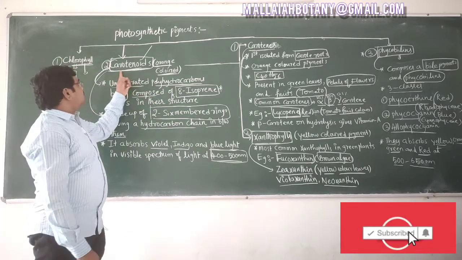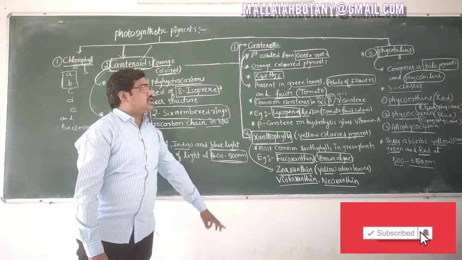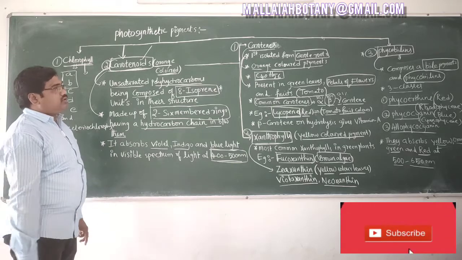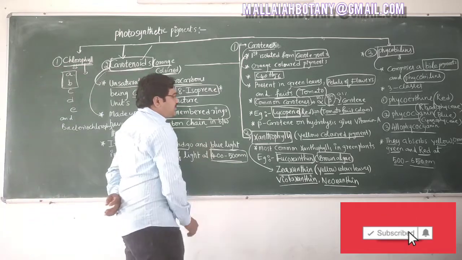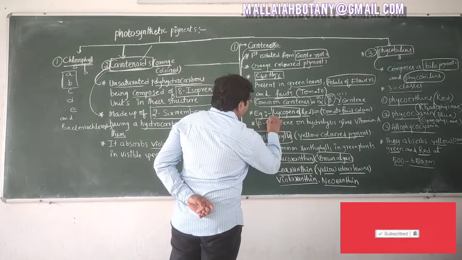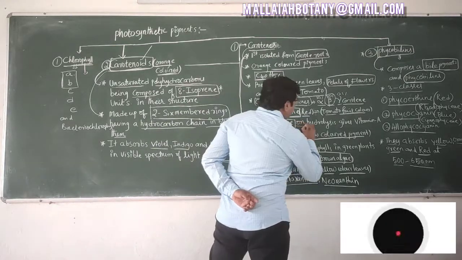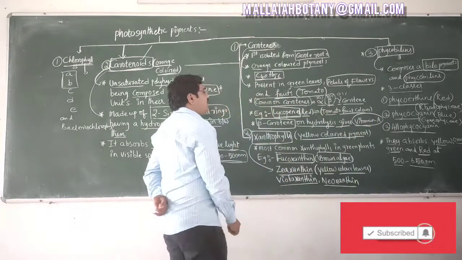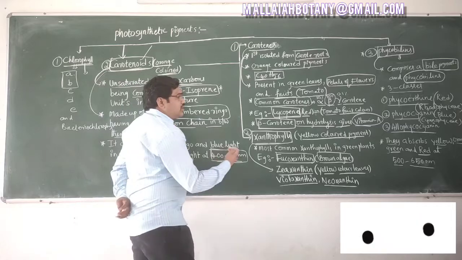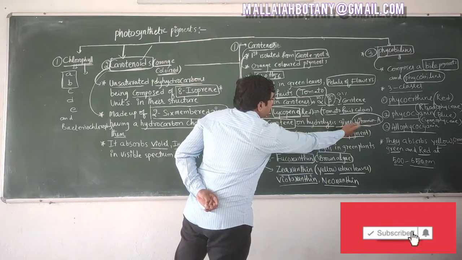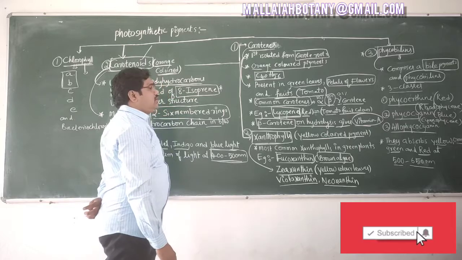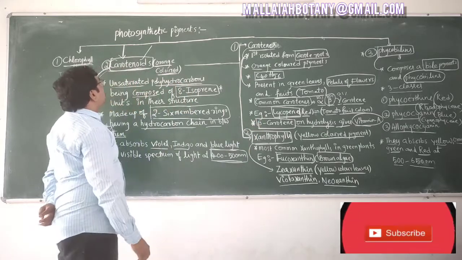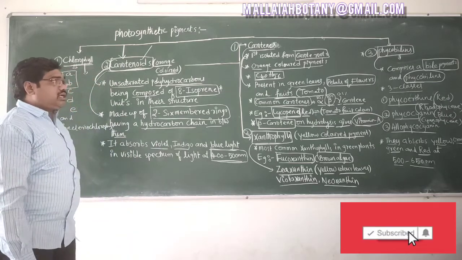So these are the three classes of photosynthetic pigments. The first class is chlorophyll, the second class is carotenoids, and the third group of the photosynthetic pigments is phycobilins. Here in carotenoids, beta carotene on hydrolysis gives rise to vitamin A. When beta carotene undergoes hydrolysis, it gives vitamin A. That is the most important concept about beta carotene.